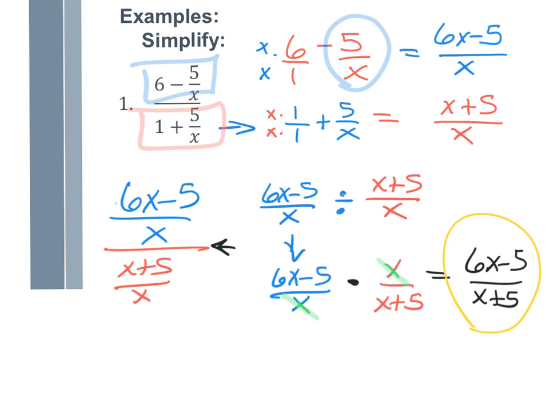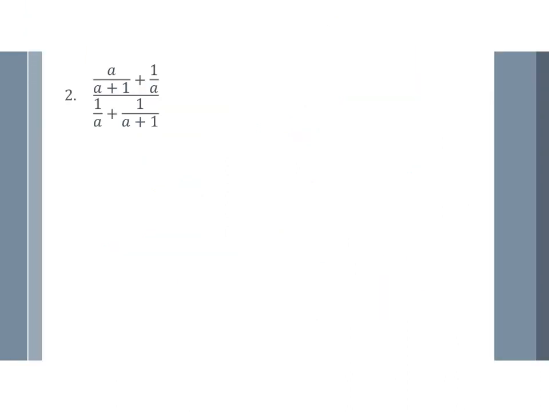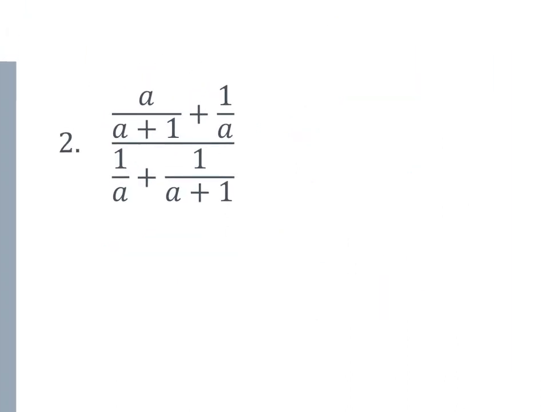Let's try another one. So here is my fraction bar. So again, I'm going to simplify and add the numerator. I'm going to add the denominator. Once I get my two answers, then I'm going to divide them, which is really turn it into the reciprocal and multiply.